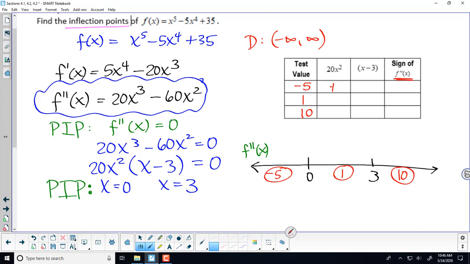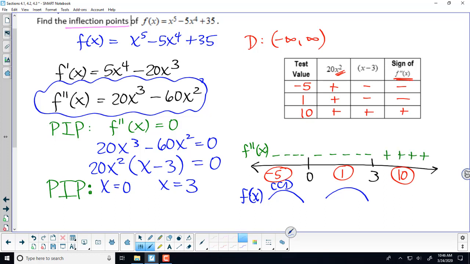This is going to be positive, always positive because of the squared. This is negative, so the second derivative is negative on that interval, which means it is concave down. When I test 1, this one's going to be positive, this one's going to be negative, so it's negative on this interval as well, which means it's concave down. And the last interval, 10, I've got positive, positive, positive.